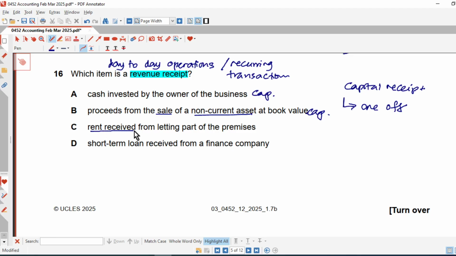Rent received from letting out part of the premises. Yeah, so you sublet your property, you get rent every month, right? Now, this is a recurring transaction. It's part of the day-to-day operations. So C would be our best answer. Short-term loan received. No, this is capital, right? It's not something that happens regularly.